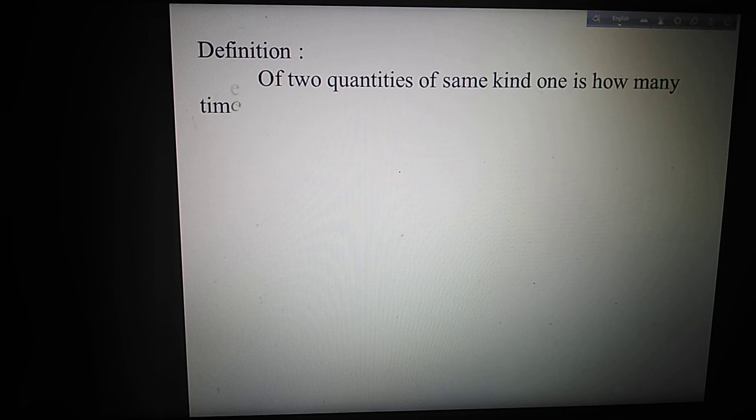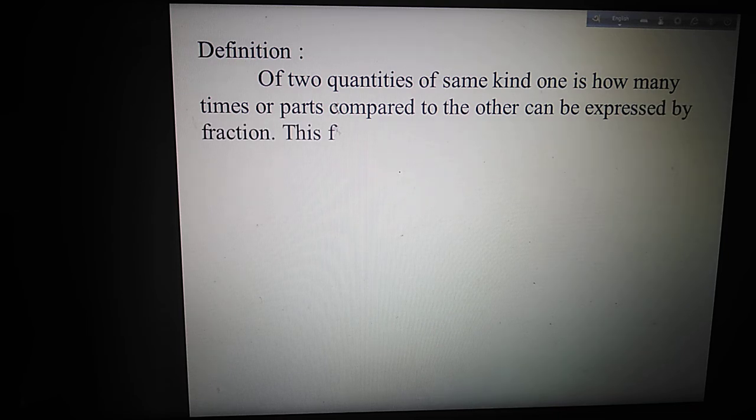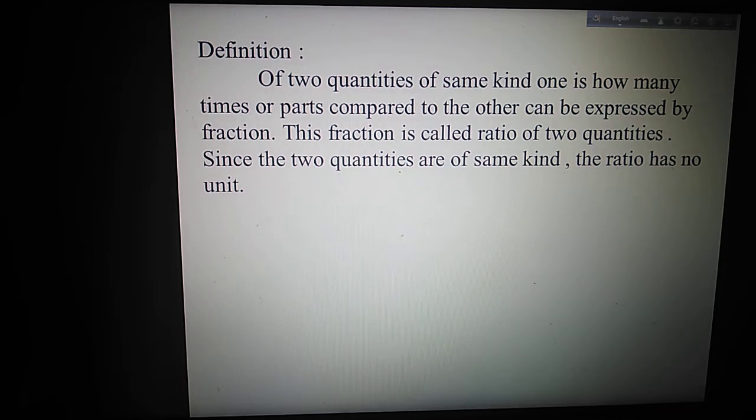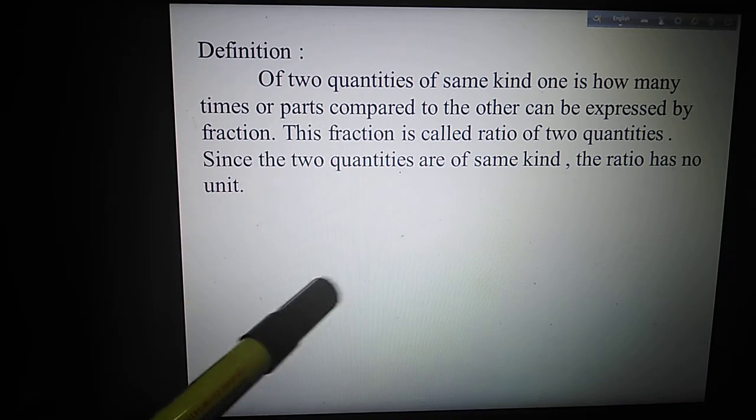Okay, now we are going to the definition. The definition is: of two quantities of the same kind, how many times one is of the other, or what part it is compared to the other, can be expressed by a fraction. This fraction is called the ratio of the two quantities. Since the two quantities are of the same kind, the ratio has no unit. So we are giving another example and we will compare it with the definition.